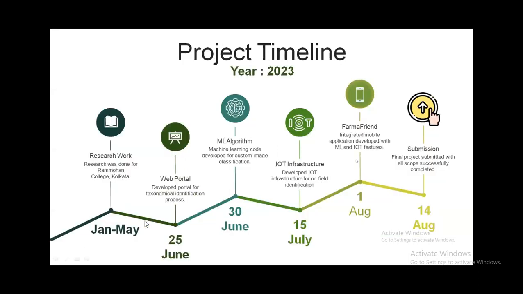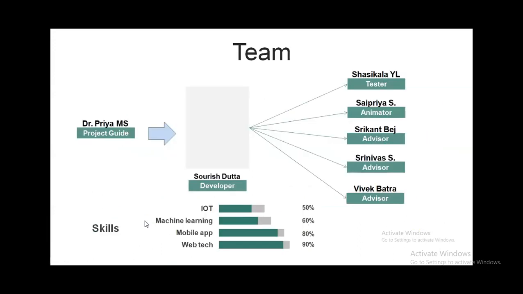This is basically the project timeline. As I told you earlier, January to May was when the main research was done. After that, according to this timeline, on 14th August I submitted my project. A small team was grouped by me. Some of my friends helped me during this project, basically in testing. So these are the team members.